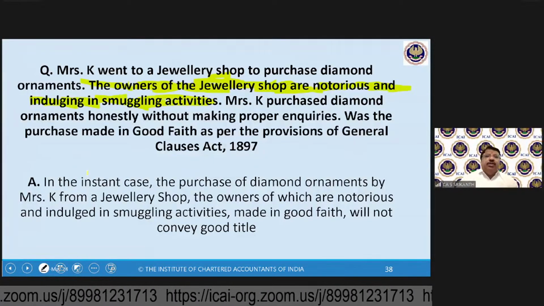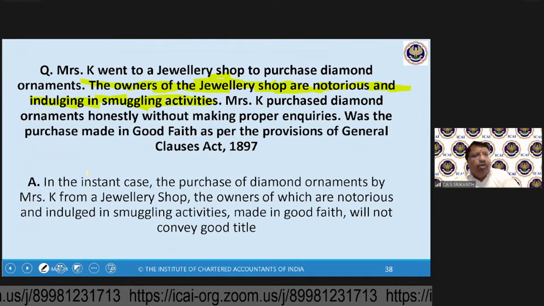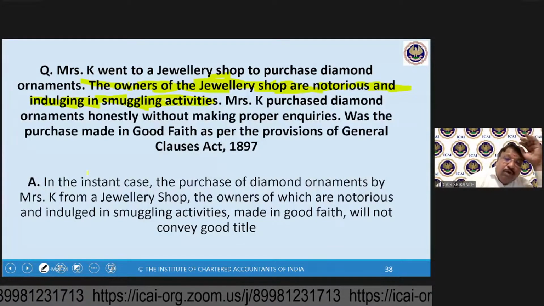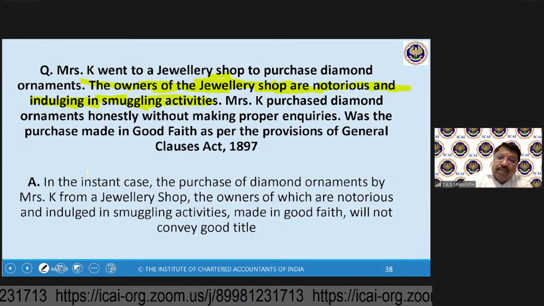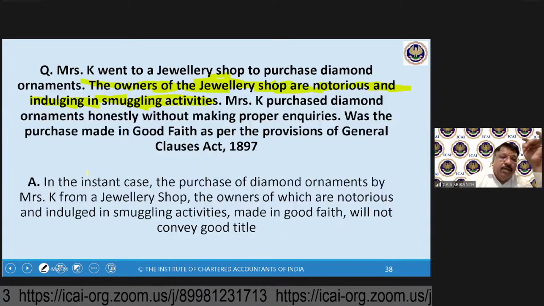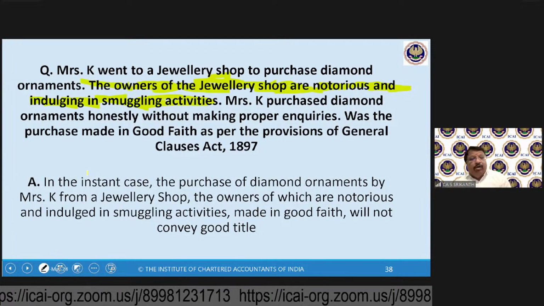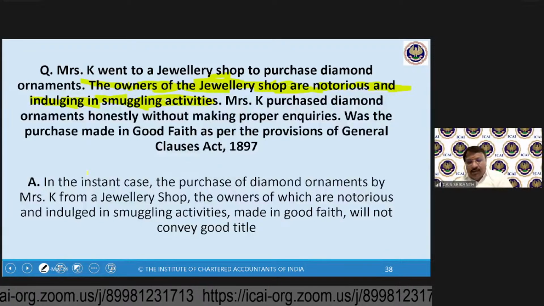Mrs. K went to a jewelry shop to purchase diamond ornaments. See, the owners of the jewelry shop are notorious for indulging in smuggling activity. These fellows are so notorious that the whole world knows that these are smuggling fellows. Our lady, Mrs. K, goes there and she purchased diamond ornaments honestly without making proper inquiries. Was the purchase made in good faith? In the instant case, the purchase of diamond ornaments by Mrs. K will not convey good title.